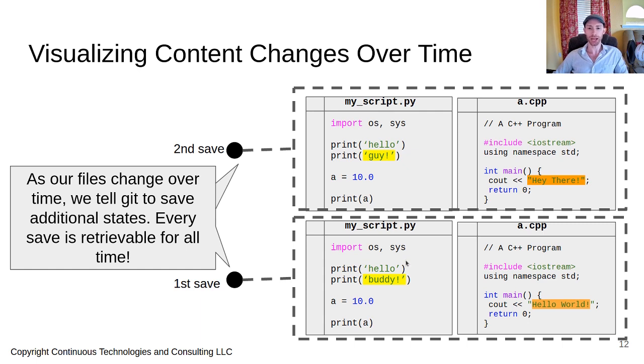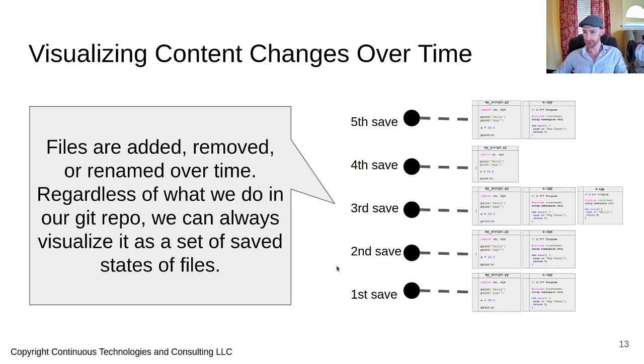So let's say we change these 2 files. We change this buddy thing to say guy, and we change the cout for hello world to say hey there, and then we create a second save. So as time progresses, we're going to add files, we're going to remove them, maybe files get renamed over time. All kinds of things can happen in the repository, but regardless of what we as a developer choose to do or what anyone else using our repository chooses to do, we can always visualize a particular state of code as a saved state of files.